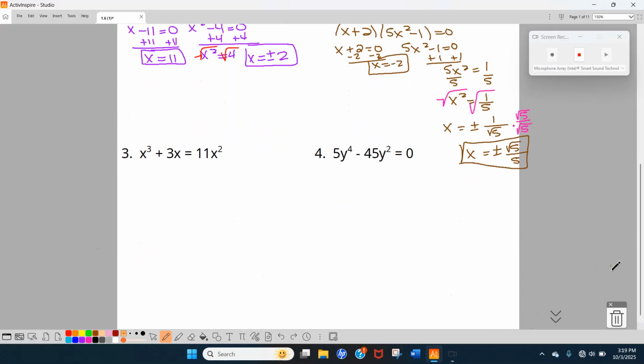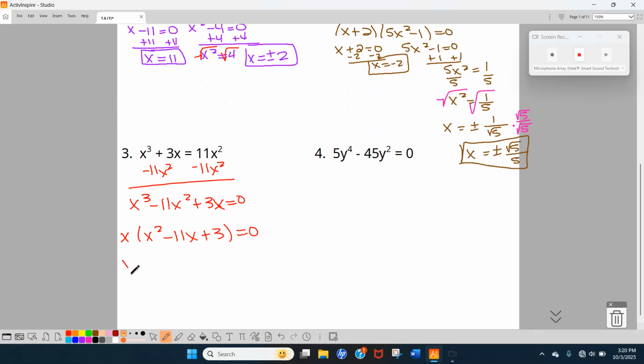All right, so number 3, first step is we need everybody on the same side. So let's move the 11x squared over here. All right, so looking at this, I see a GCF of x. And then you would love for this to factor, but I don't think that it does. There's no way to multiply to get 3 and add to get 11. So we get that x is 0, and we get x squared minus 11x plus 3 is 0.